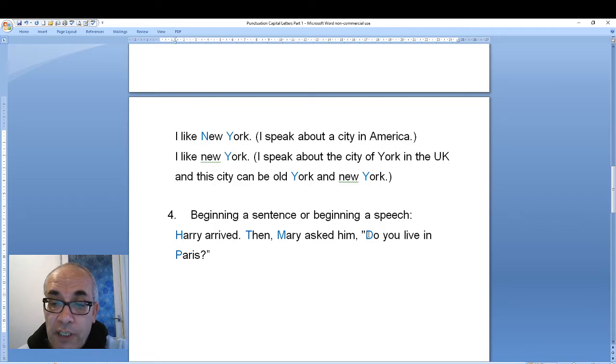So the beginning of the speech is a capital letter, and that is why I write capital D. You can see speech marks before D and after the question mark. It means this sentence is for Mary. Mary said that sentence. So the beginning of a speech is capital D, capital letter. Paris is capital P because it is the name of a city.